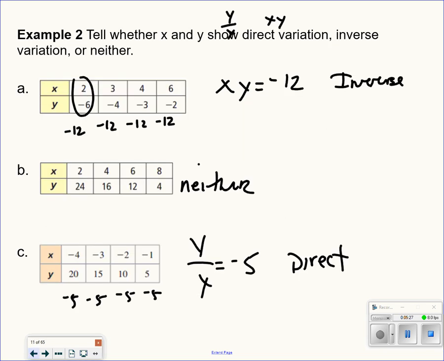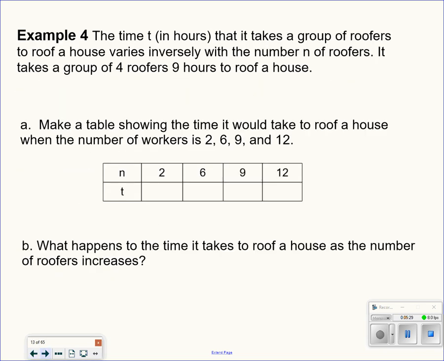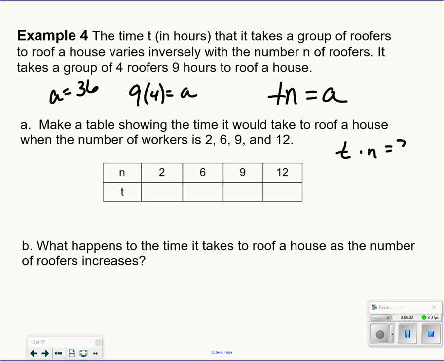Next one. The time t that it takes a group of roofers to roof a house varies inversely with the number n of roofers. So I have t and n varying inversely, so t times n equals a. It takes 4 roofers 9 hours, so 9 hours, 4 roofers. So the job takes 36 hours. So the equation is t times n equals 36.